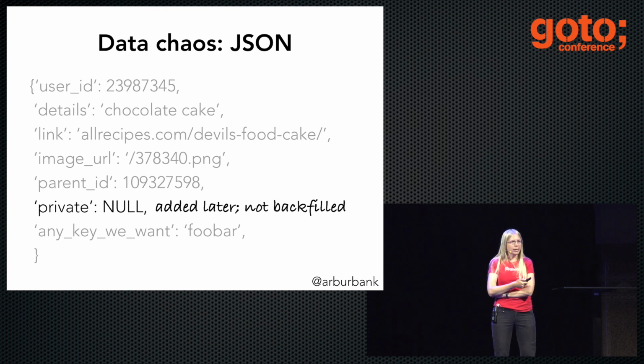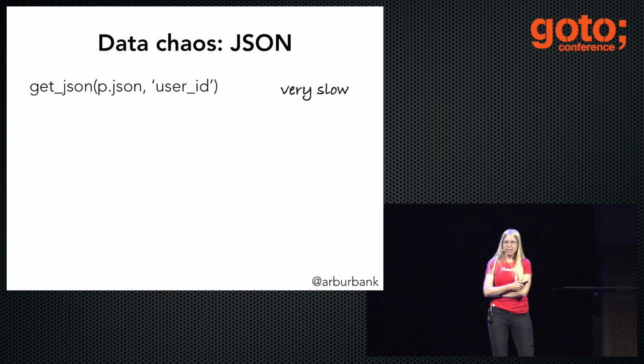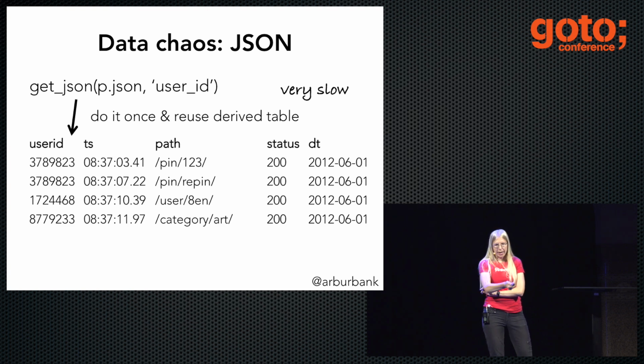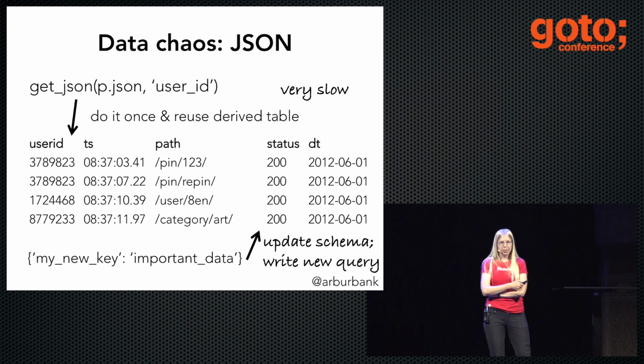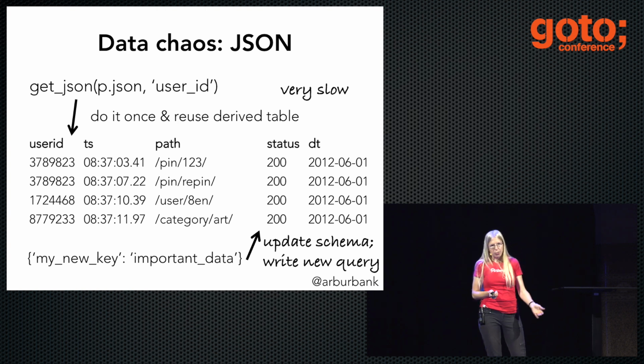If you add a new Boolean key later, its value will be null on the things that you haven't touched in a while because it wasn't ever populated if you're doing sort of lazy updates, and it won't be backfilled. And so the meaning of null is falsy for some things and truthy for others. And parsing it is very slow. So yes, we have this getJSON function, and you can get fields out of the JSON, but it takes a long time. And so in practice, you created some derived table that you're going to reuse every time. But every time you then add a new key, you're taking away the advantage of JSON, which is you now have to update the schema of your derived table and write a new query.